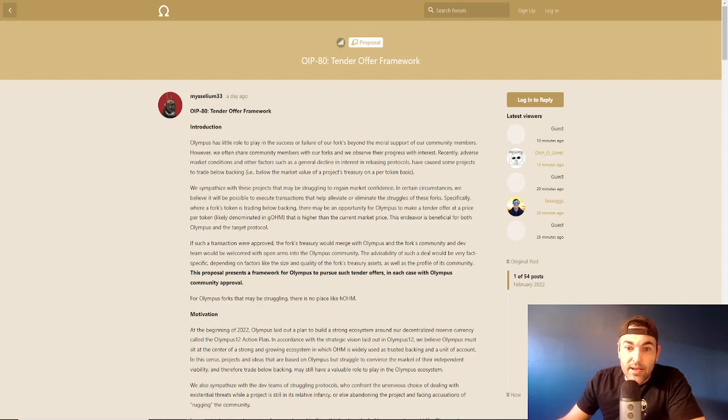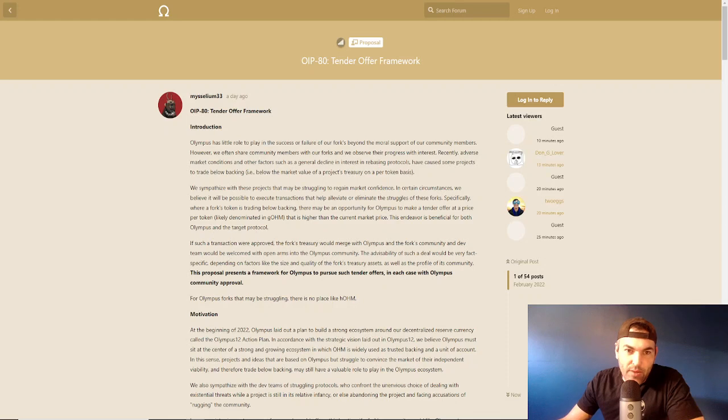The advisability of such a deal would be very fact-specific, depending on factors like the size, the quality of the fork's treasury assets, as well as the profile of the community. This proposal presents a framework for Olympus to pursue such tender offers, in each case with Olympus community approval. So basically, Olympus is extending a hand to Klima, in my opinion.